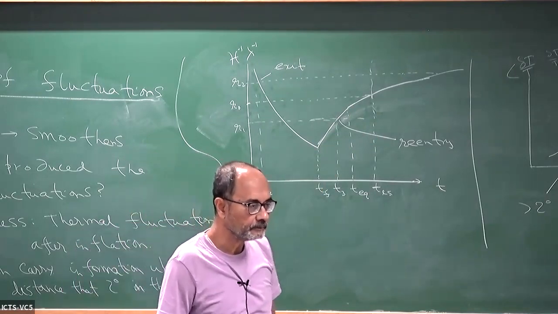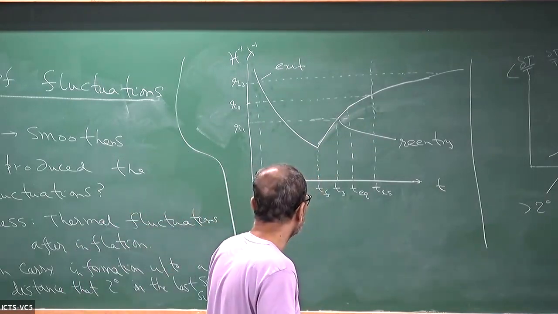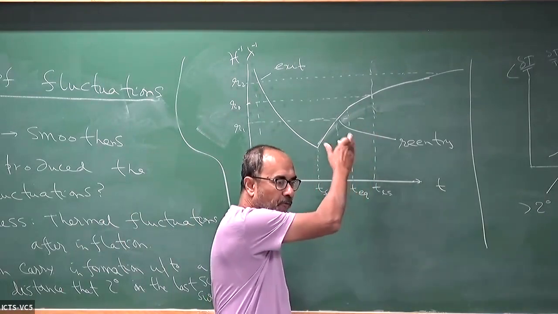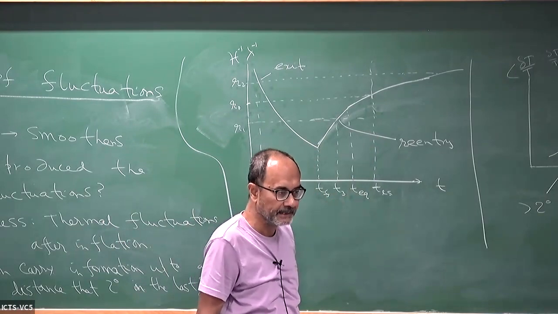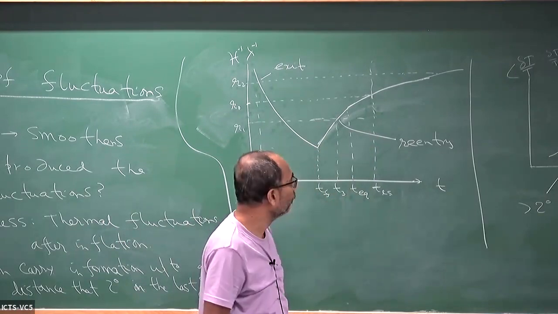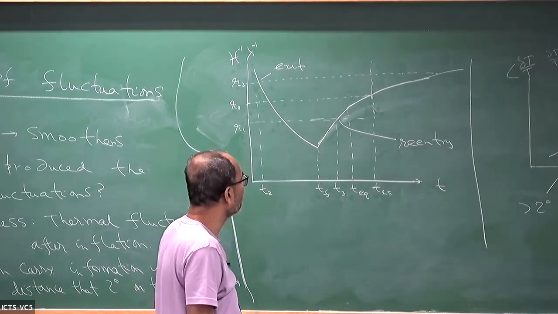Re-entry happens at T3 until some T_LS. After T_LS you don't care because the perturbations have gotten frozen in the microwave sky. That is also less than R0, after that re-entry.